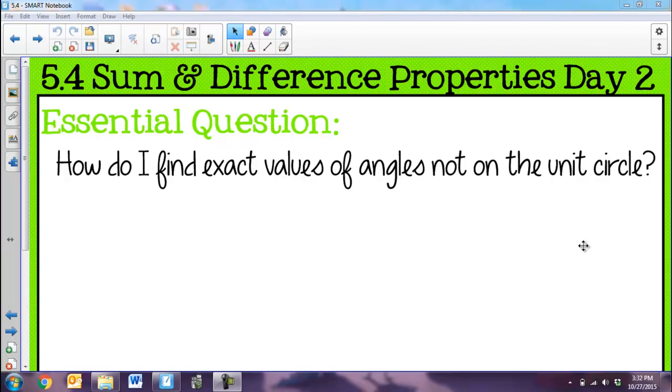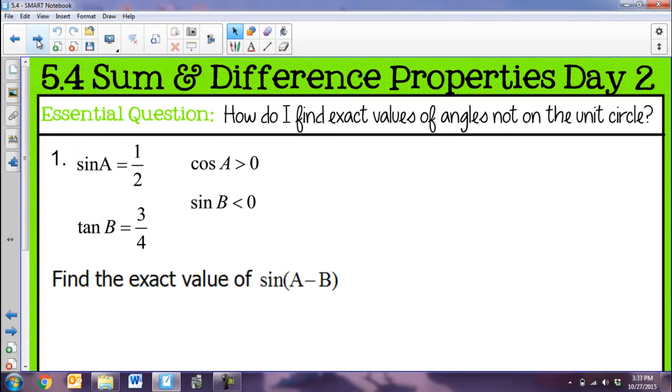If you remember, before we could only do things that were special right triangles, 45, 45, 90s, or 30, 60, 90s. Now we're going to talk about how you could find those exact values without using a calculator and actually getting a numerical value for it. So let us begin. Remember, you're going to want that formula chart out next to you.